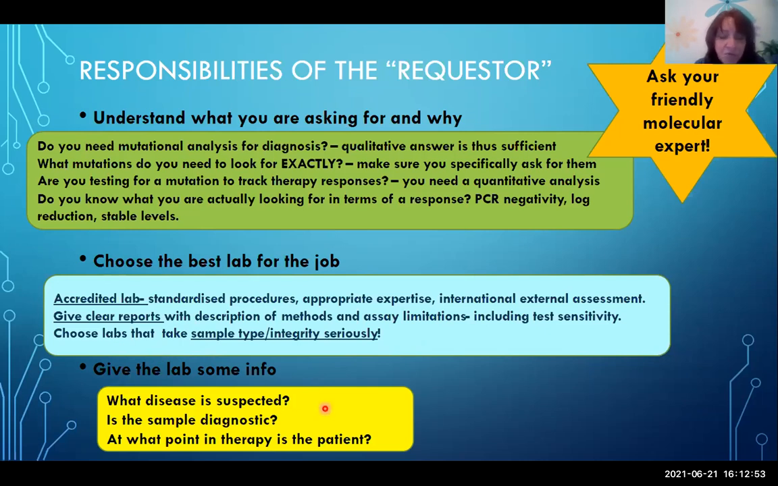Quick note on the request form: what disease is suspected? Is the sample diagnostic? This is a huge one. And at what point in therapy is the patient? That all helps in trying to interpret the results.